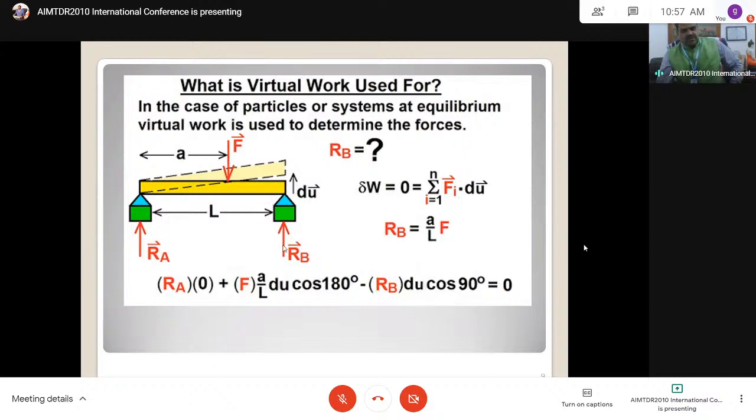Whereas this displacement is RB du cos 90. If we calculate the total displacement, one is positive, these two are in opposite direction and these two are in the same direction. This is how generally we will try to consider the virtual work of a particular system, any system, if you can consider.